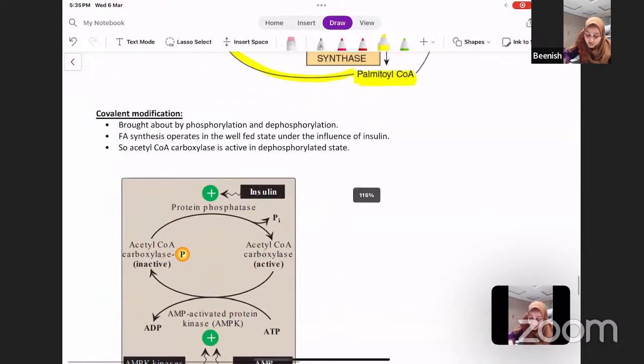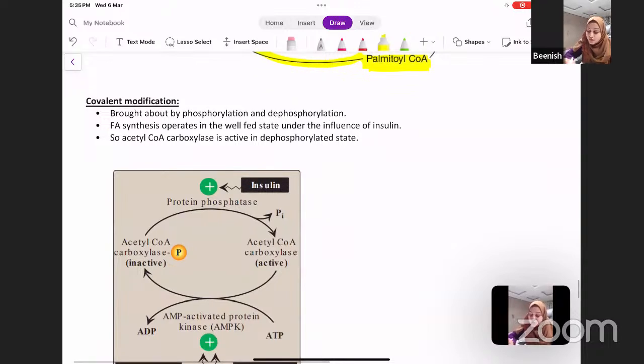Now covalent modification. Covalent modification is brought about by phosphorylation and dephosphorylation. Covalent modification we have studied in all the pathways. We have studied allosteric modification also in all the pathways. And by now, I think it must be on your fingertips what insulin is doing. We have already seen that fatty acid synthesis takes place in the well-fed state. So what was the hormone of the well-fed state? It was insulin. And what was insulin doing? It was dephosphorylating rate-limiting enzymes.